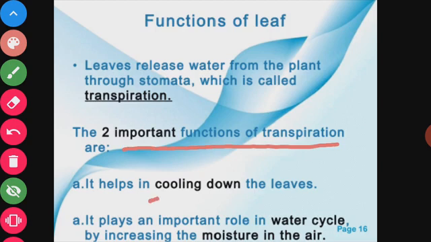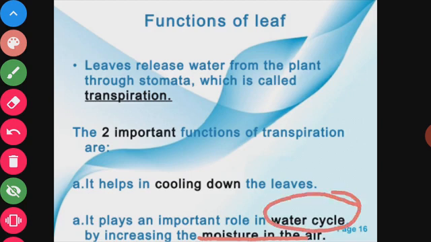It helps in cooling down the leaves by the loss of water. It plays an important role in the water cycle by increasing the moisture in the air. When water vapors are lost, they increase the moisture in the air, and this plays an important role in the water cycle. First, it helps in cooling down the leaves. Second, it plays an important role in the water cycle by increasing the moisture in the air.